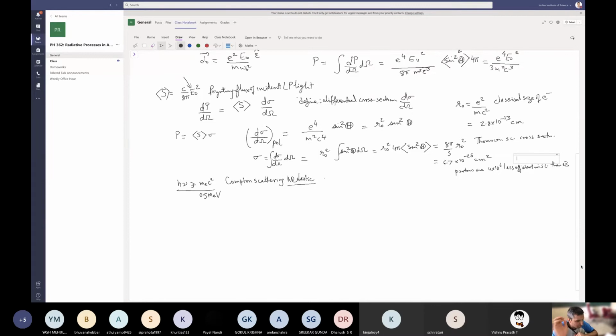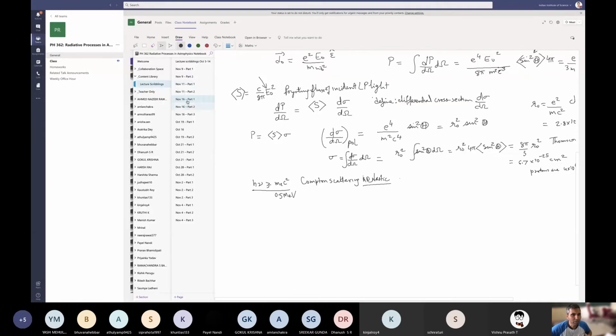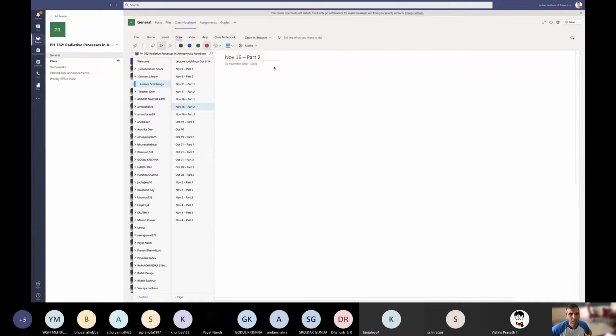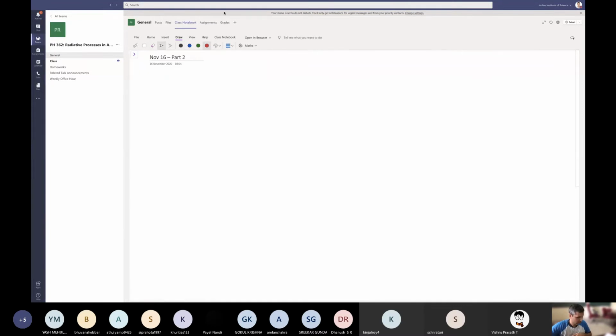Okay, so this was for a perfectly polarized incident radiation. What if your incident radiation is unpolarized? What happens in that case? So let's go to part 2: Thomson scattering of unpolarized radiation.